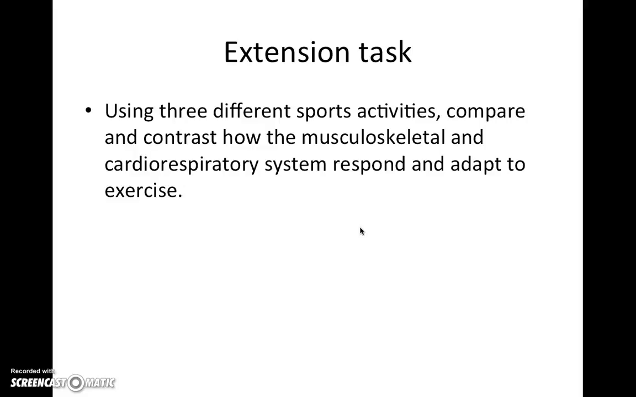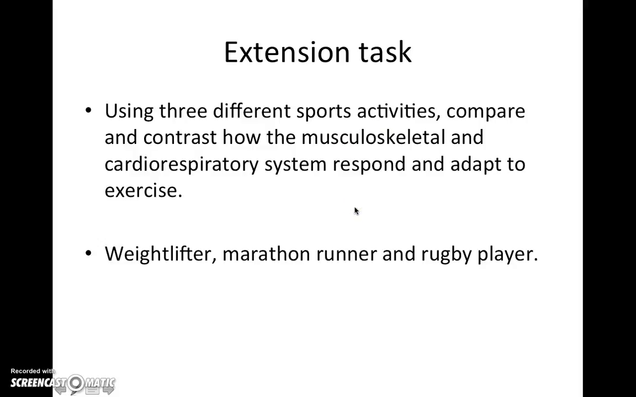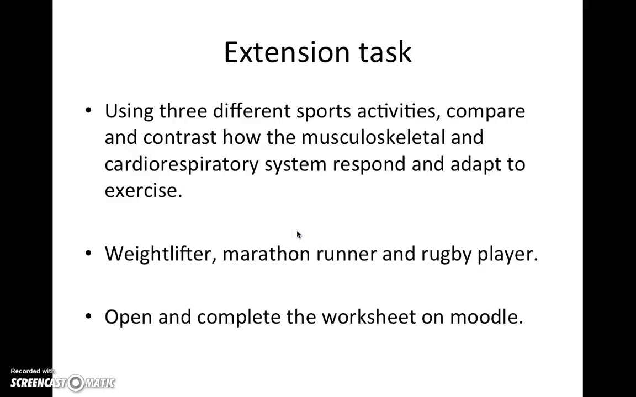So using 3 different sports activities, compare and contrast how the musculoskeletal and cardiorespiratory system respond and adapt to exercise. So all we're talking about now is actually the responses, because we haven't done the adaptations yet. We're just focusing on the responses of the musculoskeletal system and cardiorespiratory system when it comes to exercise. The 3 sports we're going to choose is a weightlifter, a marathon runner, and a rugby player, essentially because these are very different sports that require different effects due to the exercise.